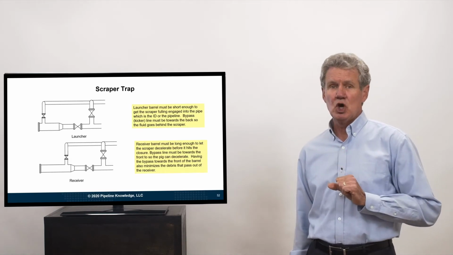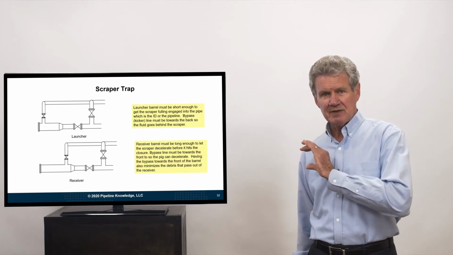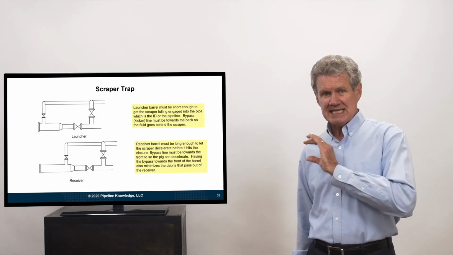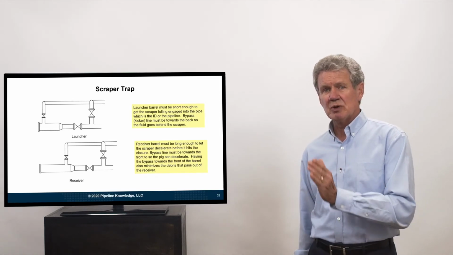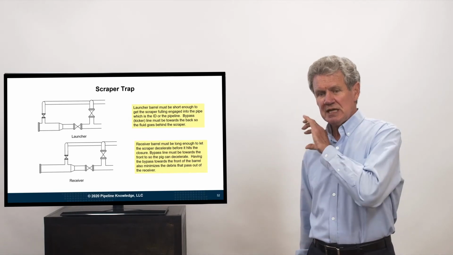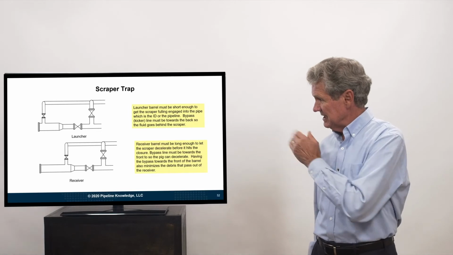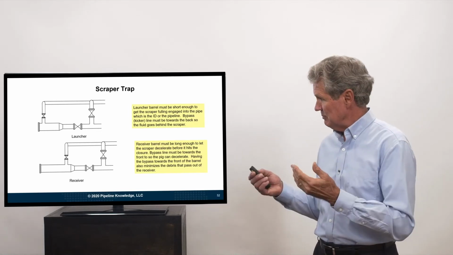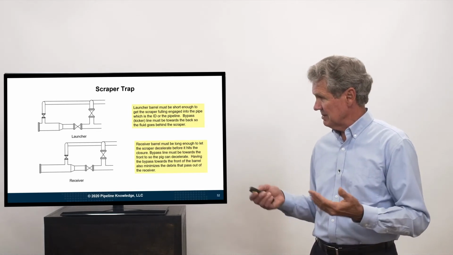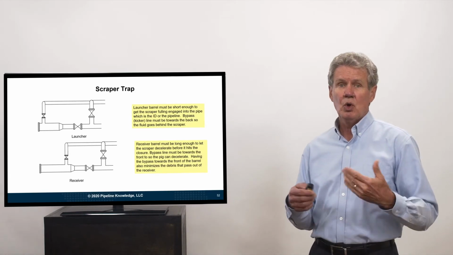And the barrel has to be long enough to let that pig get past the bypass line and decelerate. And the other reason we want the bypass line towards the front is any debris the pig brought in with it, we want it to push it in the end and not let it come into the station. So scraper launcher, scraper receiver, sometimes called scraper traps or pig traps.